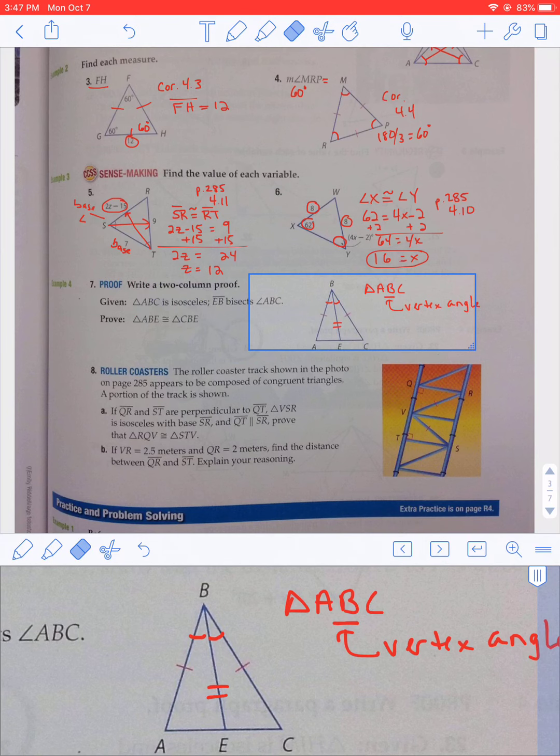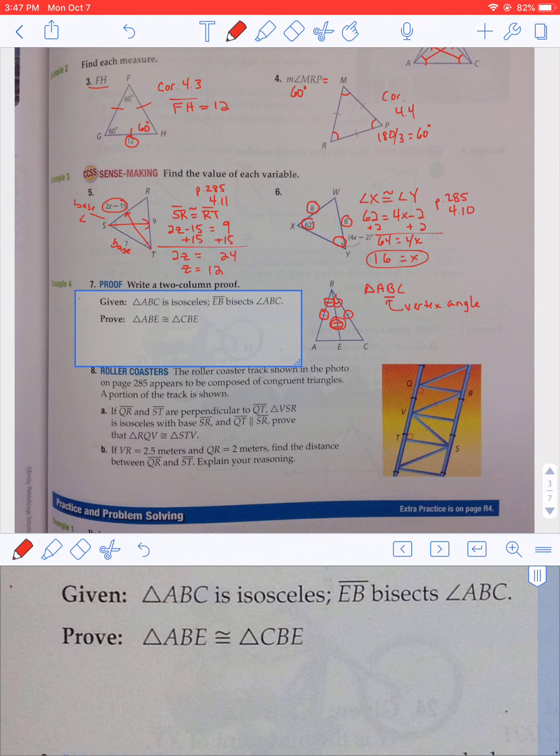We already know what theorem we're going to use. Hopefully you know what theorem you're going to use to prove that these two triangles are congruent. We're going to use side, angle, side. On both triangles we've got two congruent pairs of sides and one congruent pair of angles, and that's just enough information to prove these triangles are congruent. So now all we've got to do is put this in written form, okay?